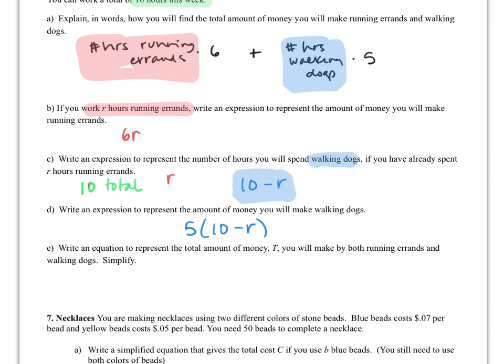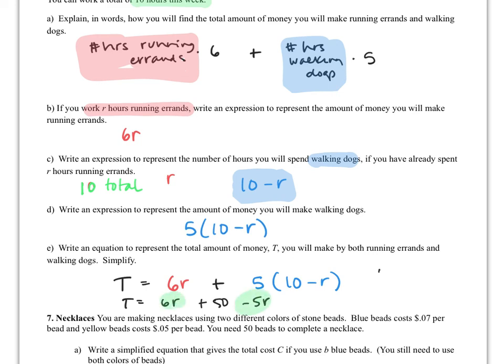And so now I'm going to do what I set up here, which is I'm going to create this equation, but with these pieces of information. And so my total amount of money is going to be the money that I get from running errands added to the money that I get from walking dogs. And then I'm going to simplify that. And so the way that I would simplify that is I would distribute. So I'd get T equals 6R plus 50 minus 5R. And then I would combine like terms if possible, which I can combine 6R and negative 5R.